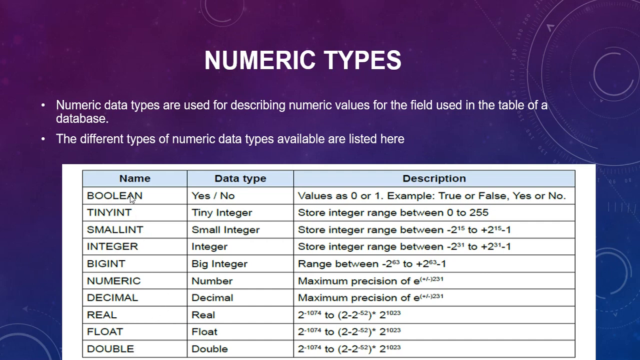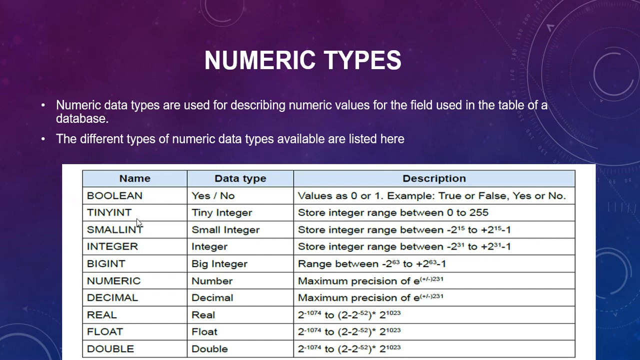So Boolean consists of only two values. It can be either yes or no. The values may be 0 or 1, true or false, or yes or no. True represents 1, false represents 0. The same way, yes represents 1, no represents 0. So a Boolean value consists of only two values.